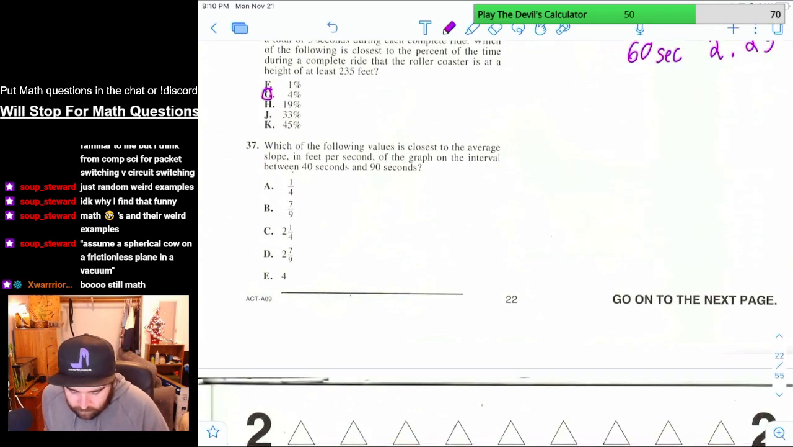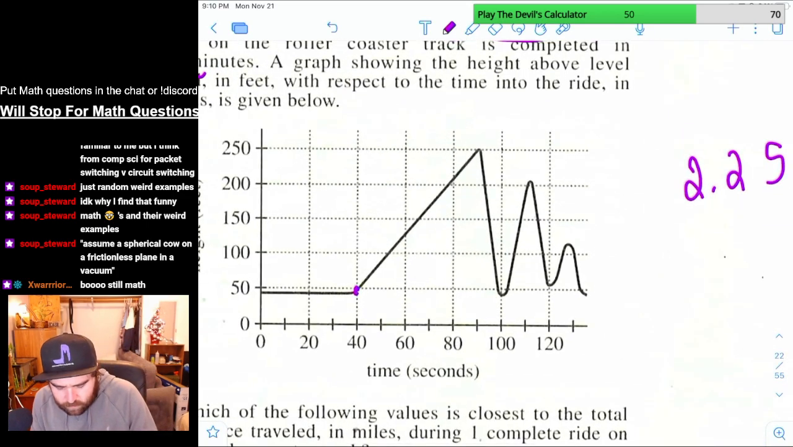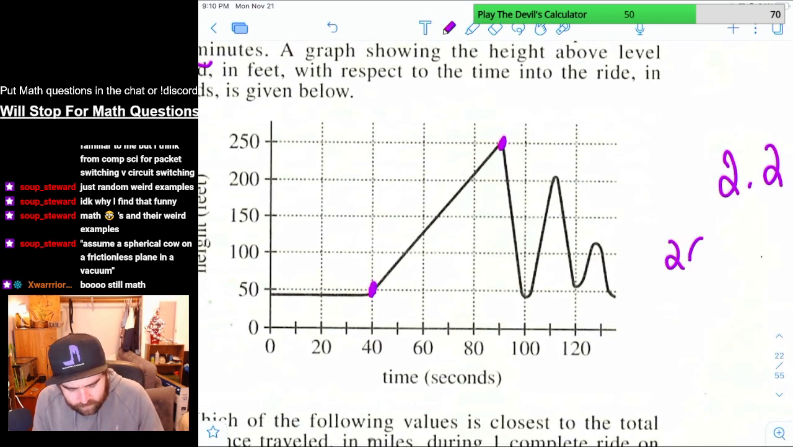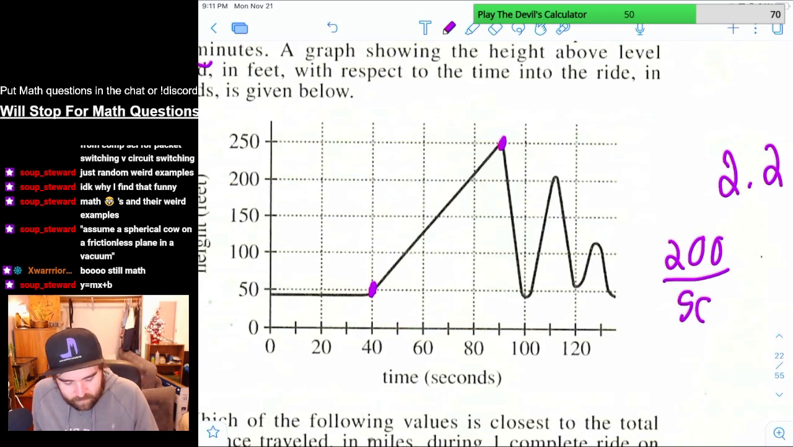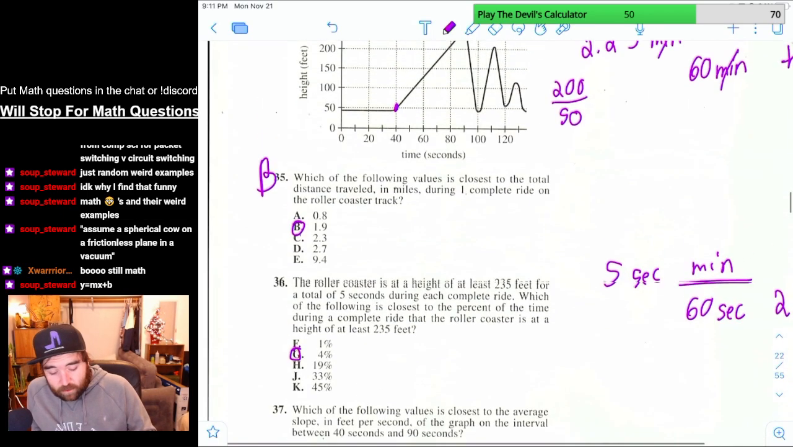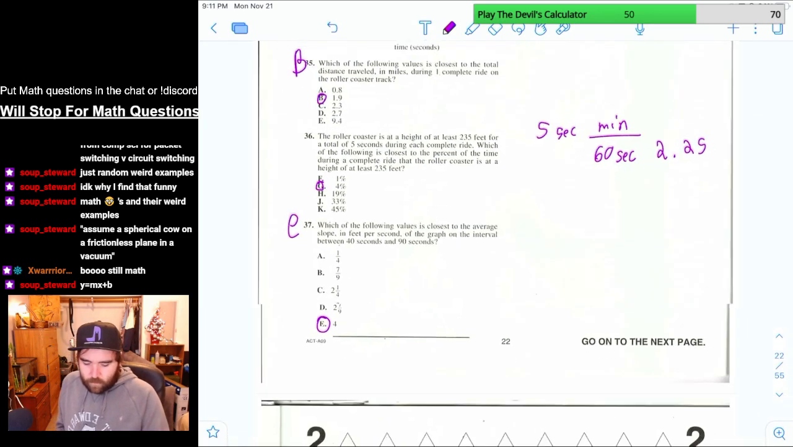Which of the following values is closest to the average slope in feet per second of the graph on the interval between 40 and 90? Okay, so that's the straight up part. So yeah, what's the slope? I'll say it's going from 50 to 250. So it's going up 200 while it's going over 50. So that's a slope of 4.